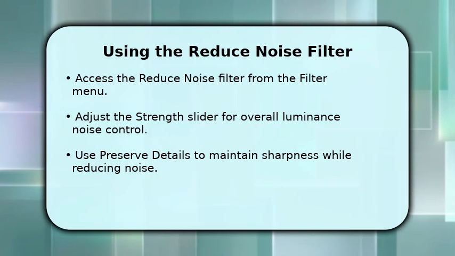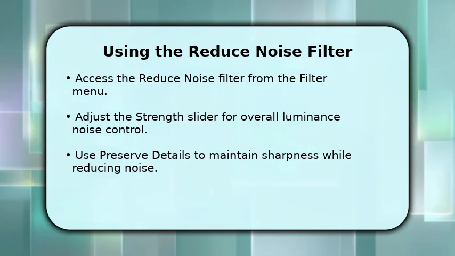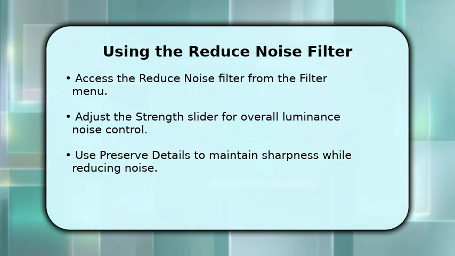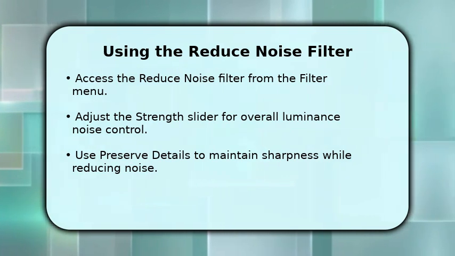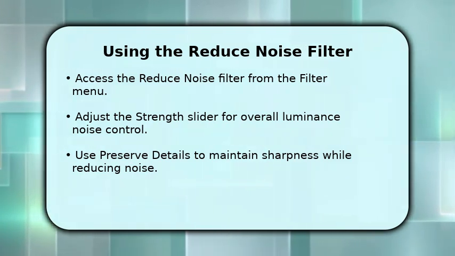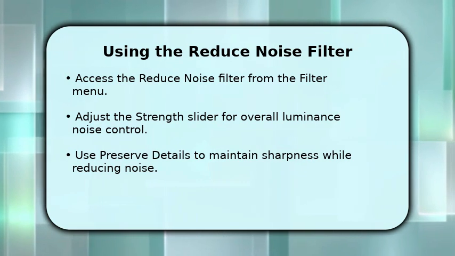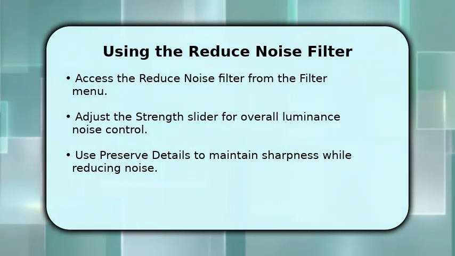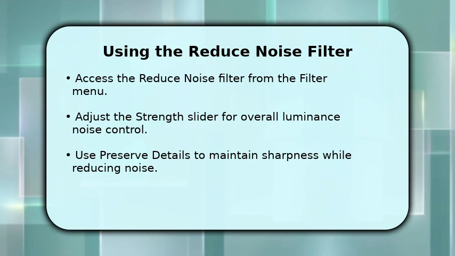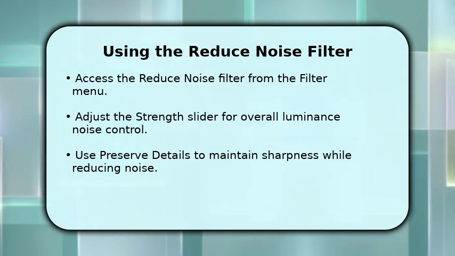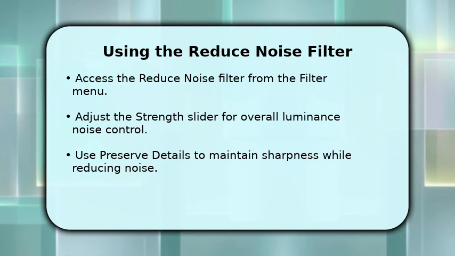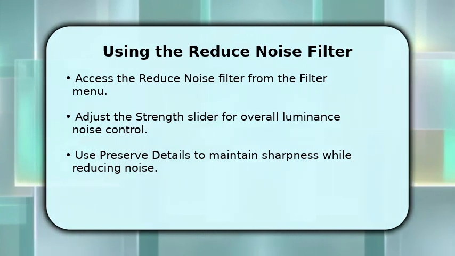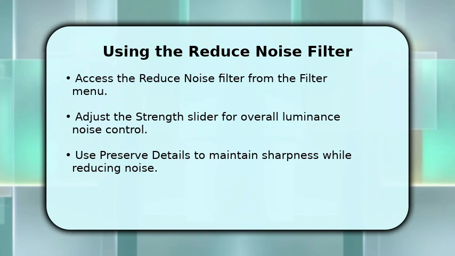The primary tool for noise reduction is the Reduce Noise filter, found under the Filter menu. Once open, you will see several key sliders. The Strength slider controls the overall luminance noise reduction, while Preserve Details helps retain important textures. For color noise, which often appears as colored speckles, adjust the Reduce Color Noise slider. Experiment with these settings to find the perfect balance for your specific image.